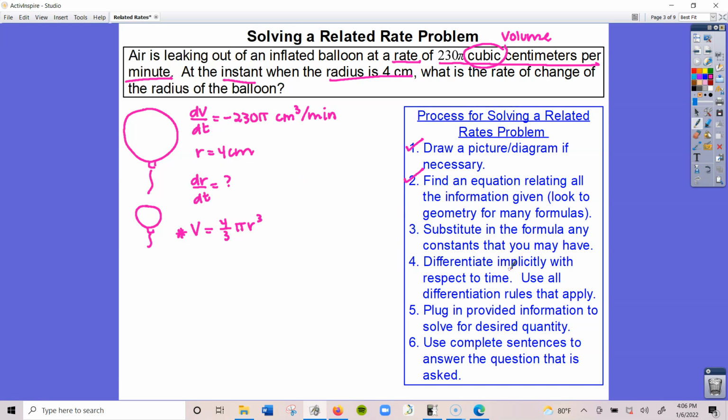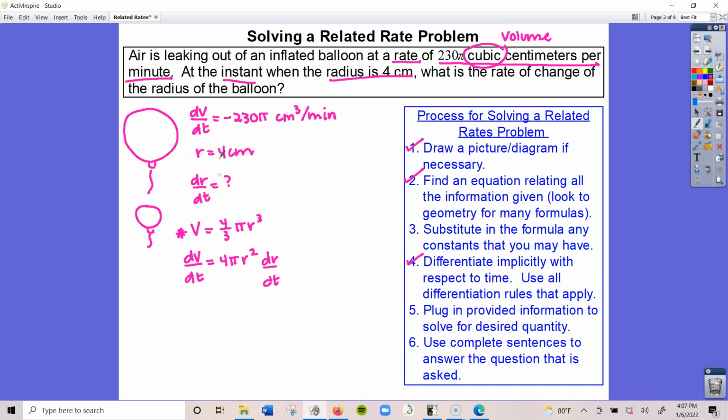Step 4 is to differentiate implicitly with respect to time and use all differentiation rules that apply. So I am going to differentiate this like we did earlier. So this would be dV/dt equals, multiply the 3, so 4 pi r squared dr/dt. Step 4 is done.